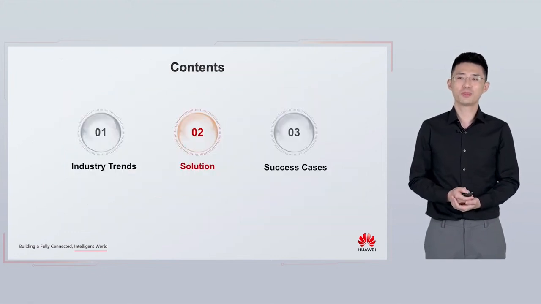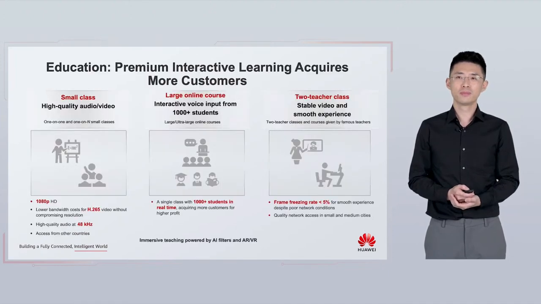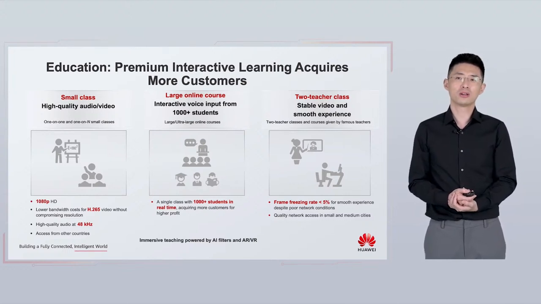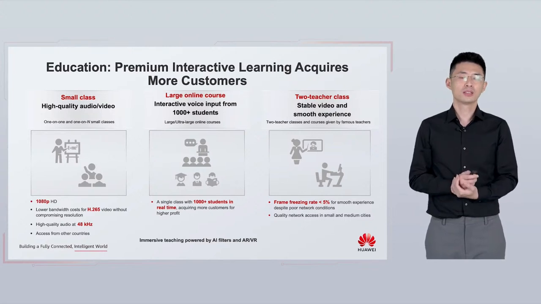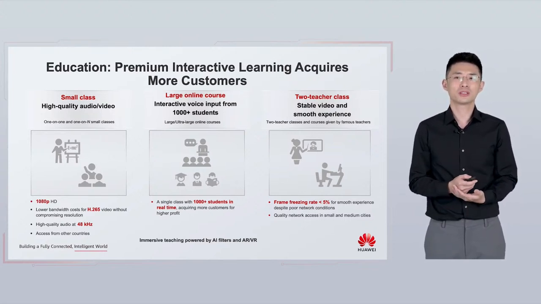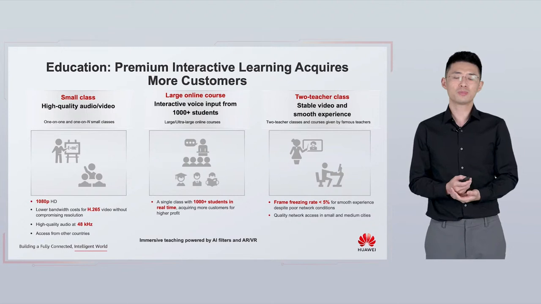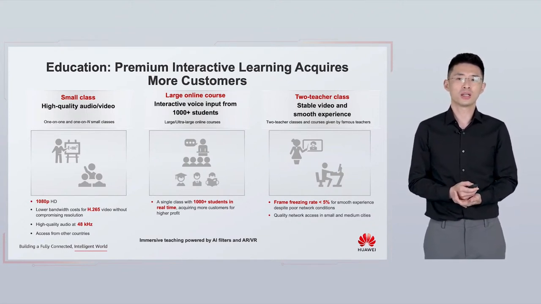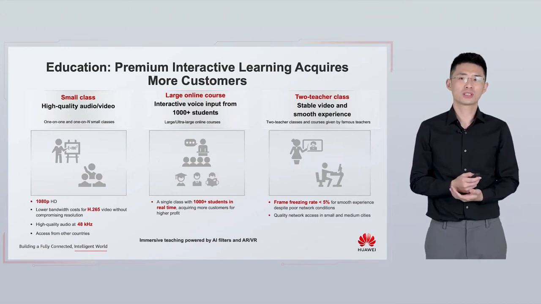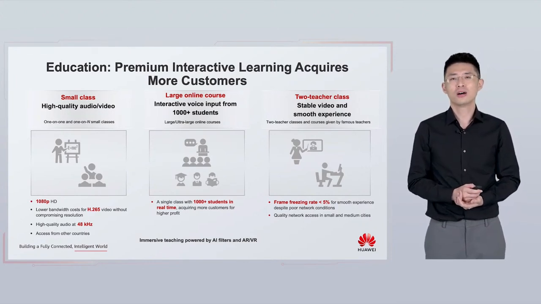In the second part, we will show you some Spark HDC solutions. First, an industry using Spark HDC is education, where premium interactive learning acquires more customers. Here we have three small scenarios. First is small classes. Small classes need high quality audio and video experiences, which can enable one-on-one and one-on-n small classes. The customer and the teacher can have a better experience. With Spark HDC, we provide 1080 pixel HD and lower bandwidth cost with H.265 video without compromising resolution. We also have high quality audio at 40K Hz and access more countries.